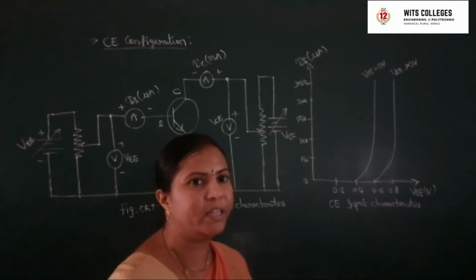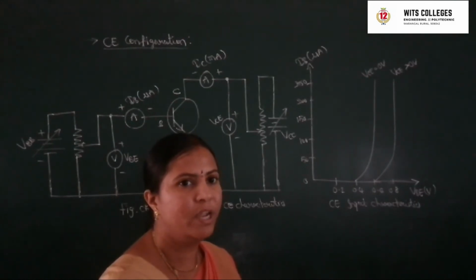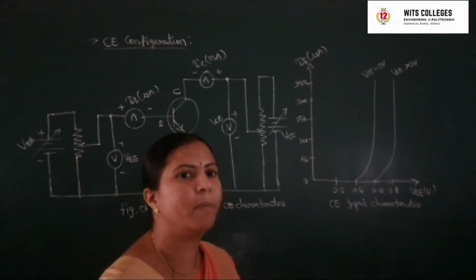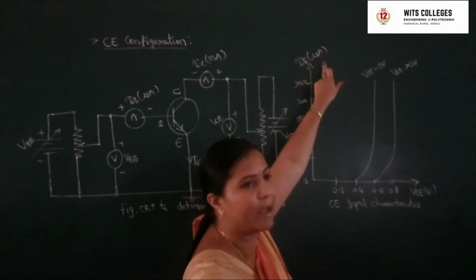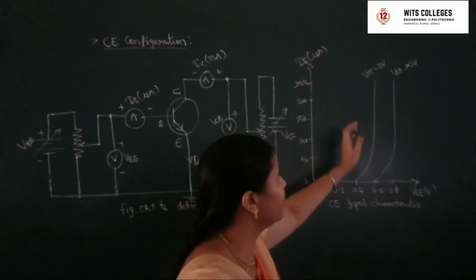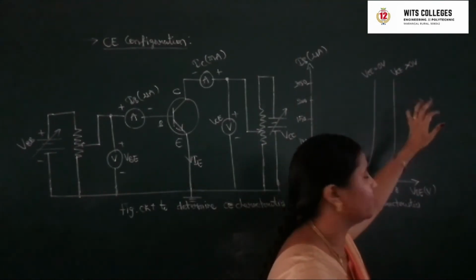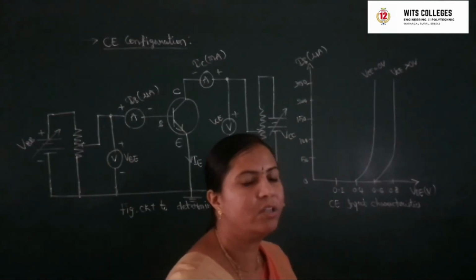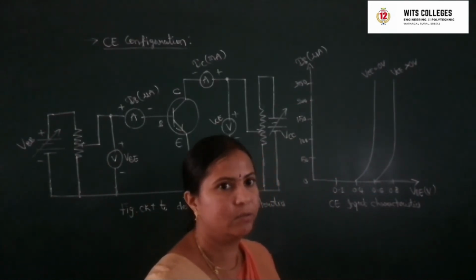Actually, there is no current in the reverse bias characteristics, but a small amount of current flows in terms of microamps because of the minority carriers. That's why we are taking the base current in terms of microamps. So here the curve will be shifted to the right of the VCE equal to 0 curve, because in reverse bias the depletion layer width is going to increase.